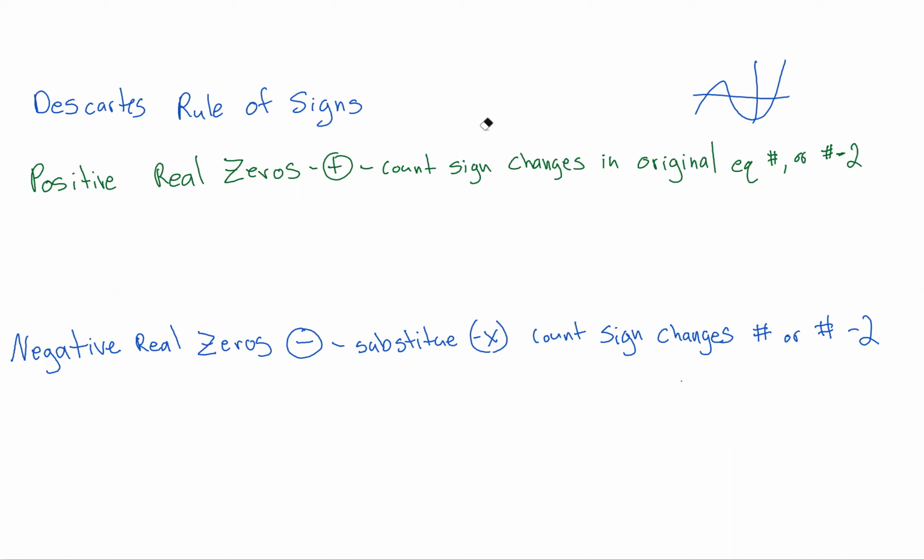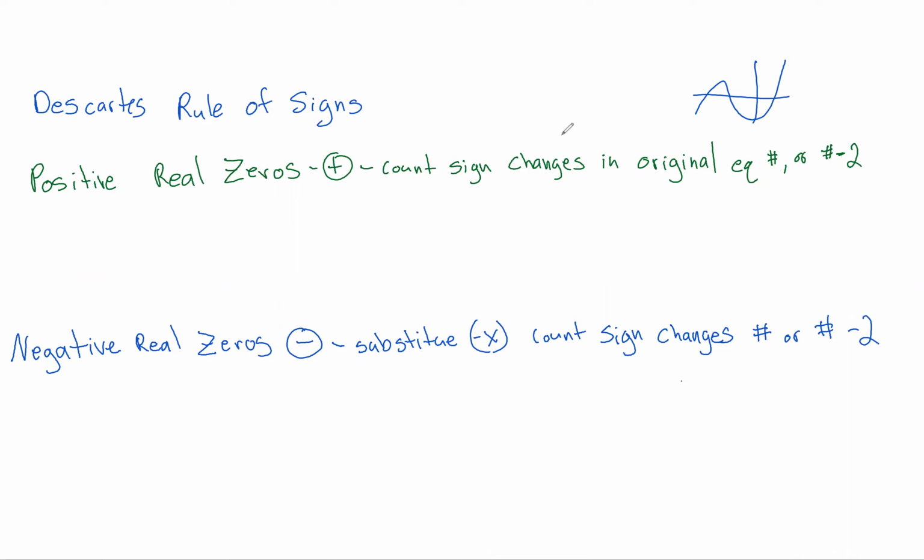So we're going to look at the positive first because that's a little bit easier. With the positive real zeros, we just count the sign changes in the original equation. And that's the number of positive real zeros, or that number minus 2. And why minus 2? It's because the complex zeros come in conjugate pairs, or in pairs of 2. So let's give an example of this.